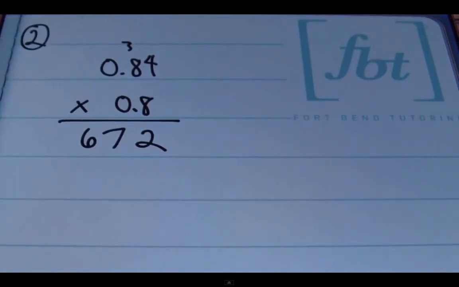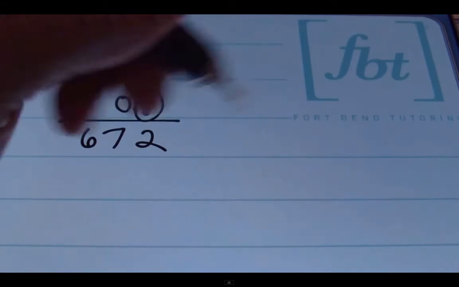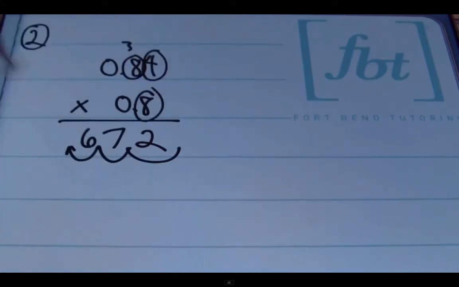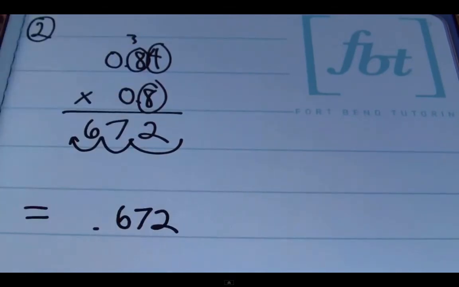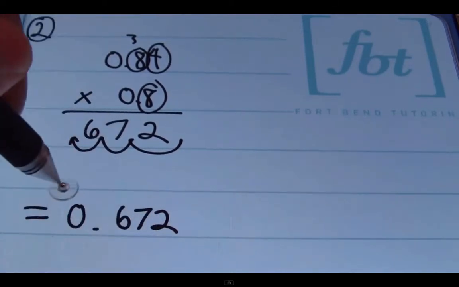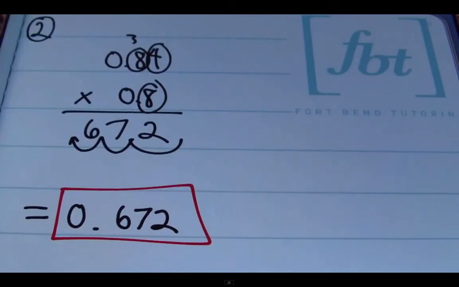And then I'll be counting the total number of digits I have to the right of the decimal points. So I have 1, 2, 3. I have this 8, this 4, and this 8 right here to the right of the decimals. So that's 3 places, right? So I start to the right of the 2, and I count 1, 2, 3 places to the left to end up with a result that is 672 thousandths. Now, the 0 to the left of the decimal is optional, so you can place it there or not. It's up to you. But this is the answer. That's right. 672 thousandths, the result of problem number 2.